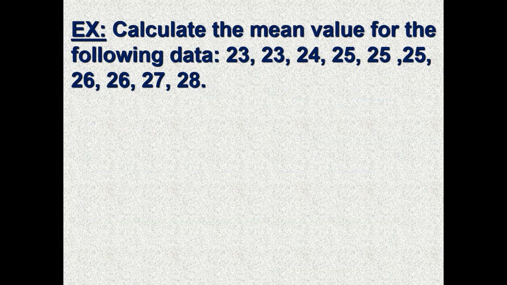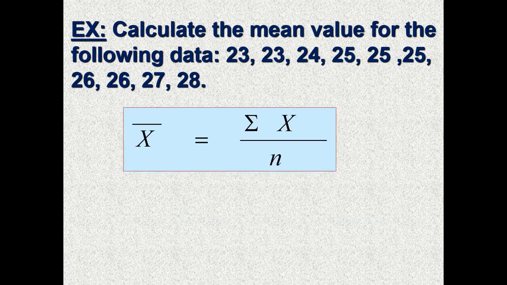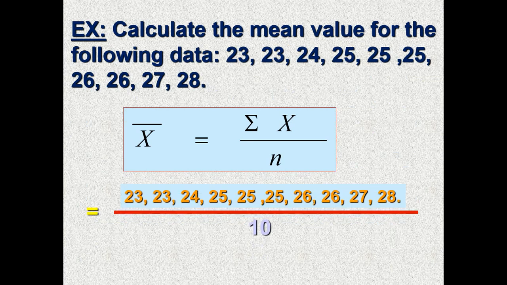Example: calculate the mean value for the following data: 23, 23, 24, 25, 25, 25, 26, 26, 27, 28. القانون هو x bar على اعتبار هذا sample يساوي لنا summation of x divided by n، ويطبق لنا اياه يجمع الارقام ويقسمها على 10 اللي هن عدد البيانات ويساوي 25.2.